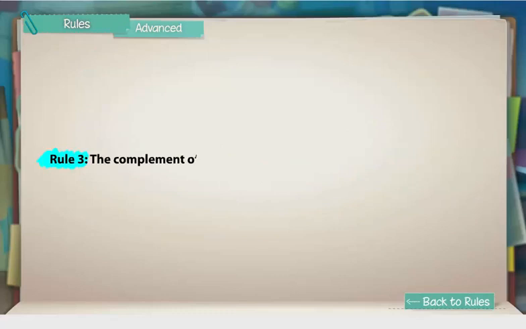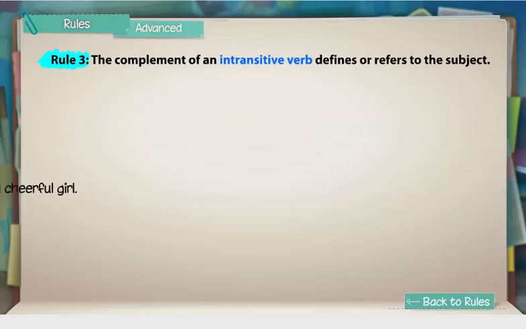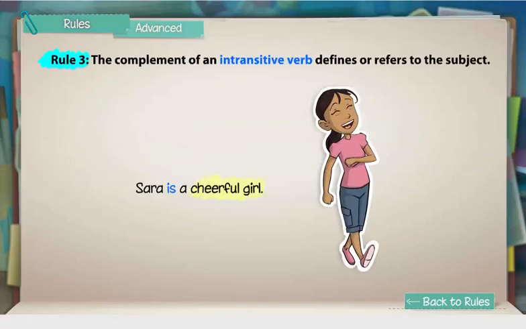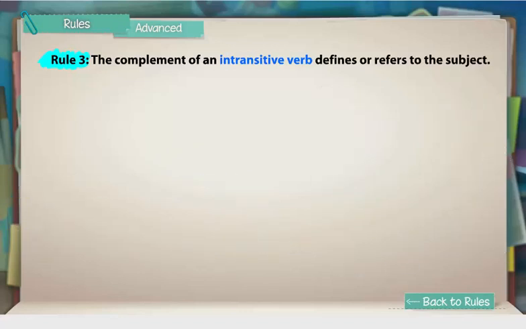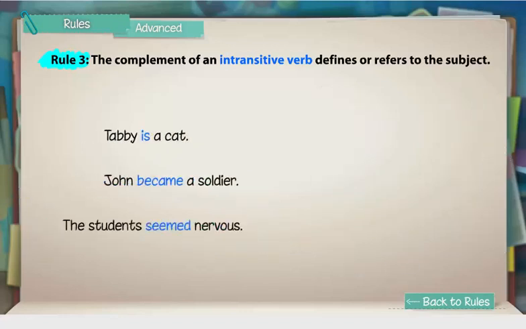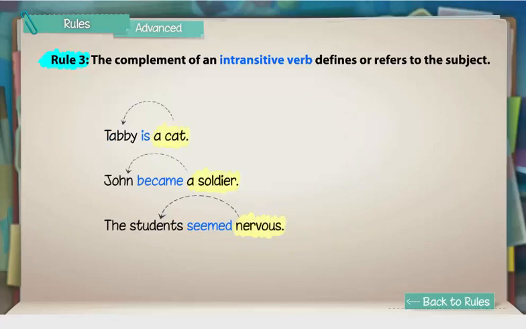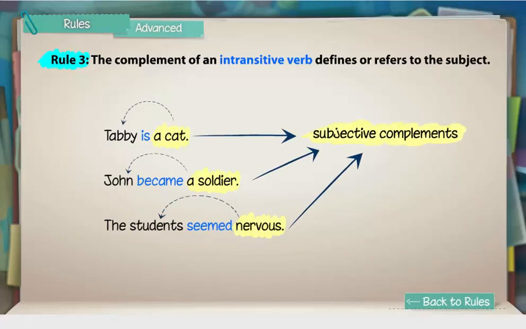The complement of an intransitive verb defines or refers to the subject. For example, in this sentence, the complement cheerful girl helps describe the subject Sarah. A complement that tells us something about the subject is called a subjective complement. Note that a subjective complement generally follows the intransitive verb. Notice that the subjective complements describe the subjects in each of these sentences.